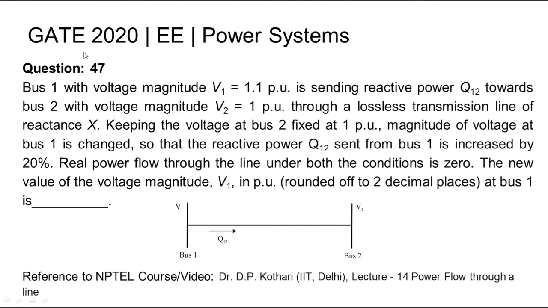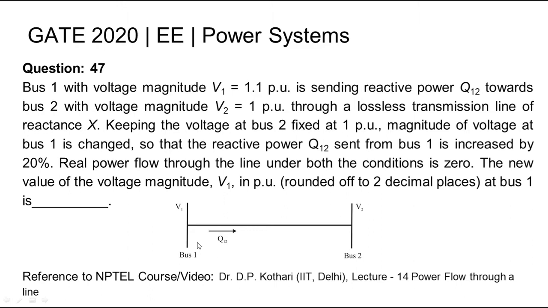This problem is from GATE 2020 Electrical Engineering Power Systems. In this problem, two buses are given as bus 1 and bus 2 with voltages V1 and V2 specified.